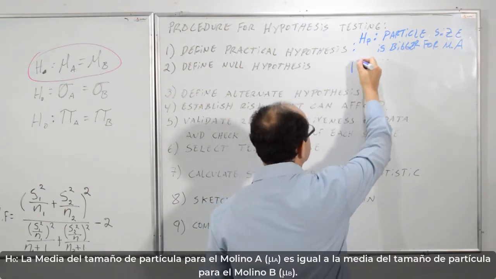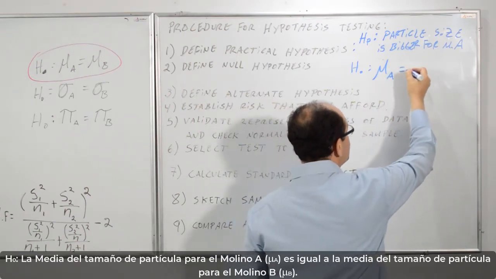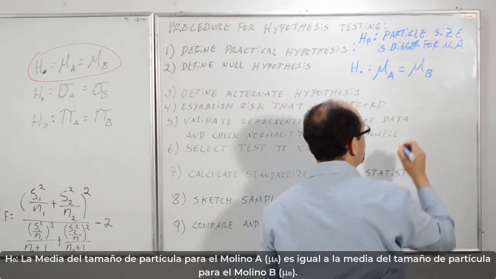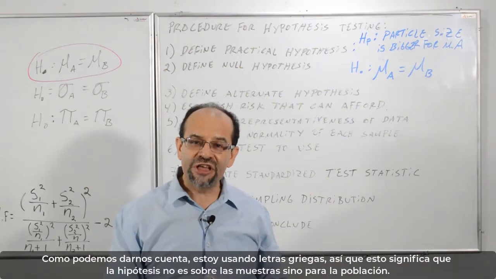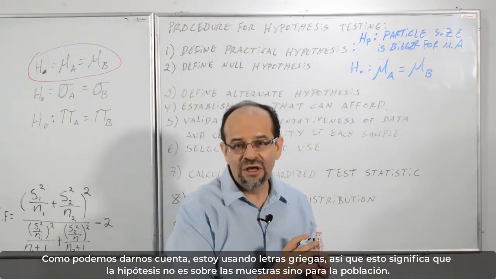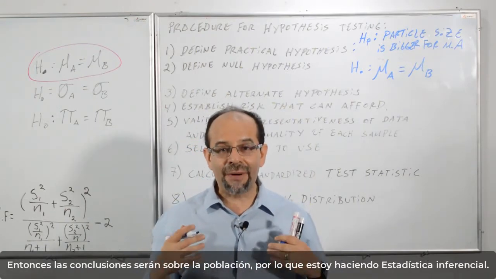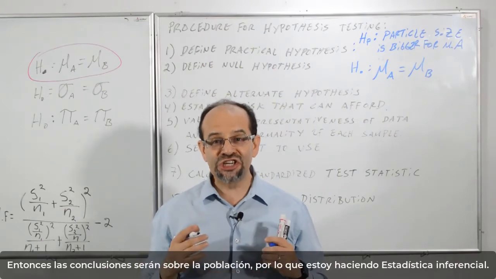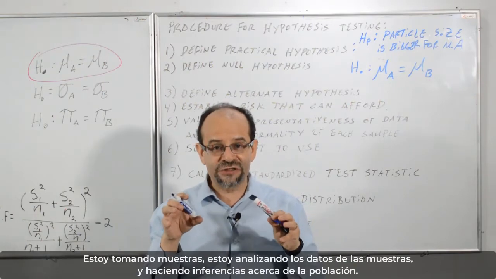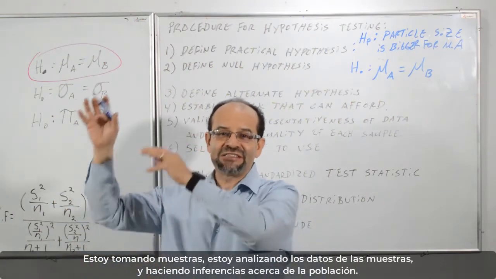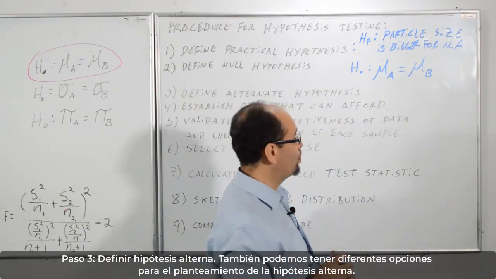The null hypothesis is that the mean of particle size for Miller A is equal to the mean of particle size for Miller B. Take a look, I'm using Greek letters. That means that the hypothesis is not for the sample. The hypothesis is for the population. Then my conclusions will be about the population. I'm doing inferential statistics. I'm taking samples, I'm analyzing the data of samples, and I will be making inferences about the population.